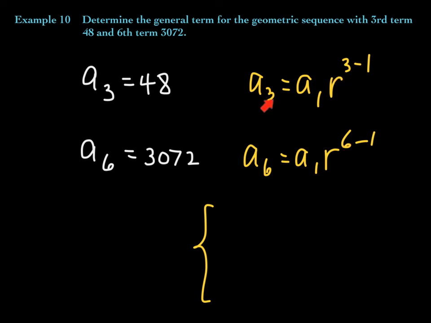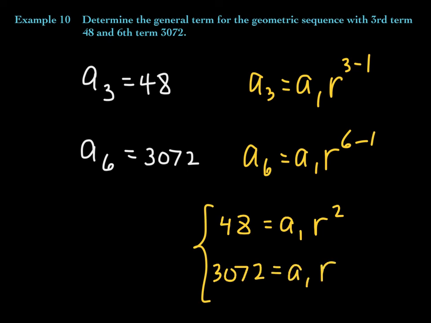But the third term is 48. So I'm going to replace a sub 3, which represents the third term, with 48. And then the sixth term is 3,072. So I'll replace this notation, which represents the sixth term, with 3,072. That was a tongue twister. All right, so 48 is equal to a sub 1 times r squared. 3,072 is equal to a sub 1 r to the fifth.